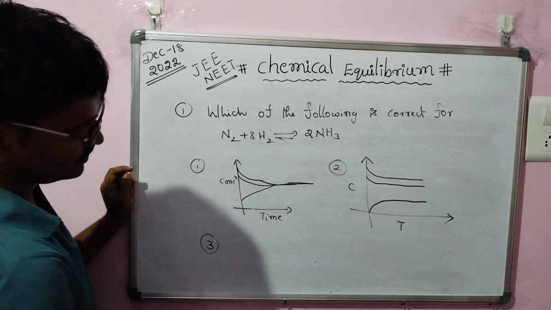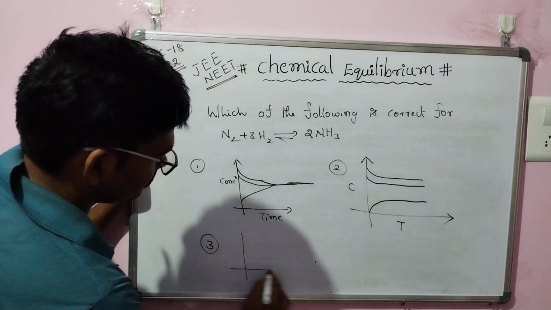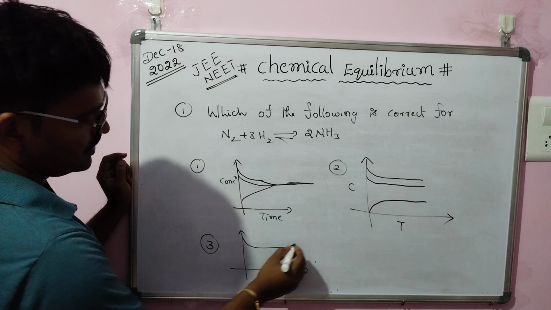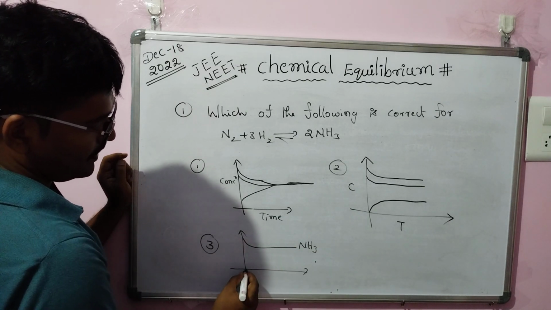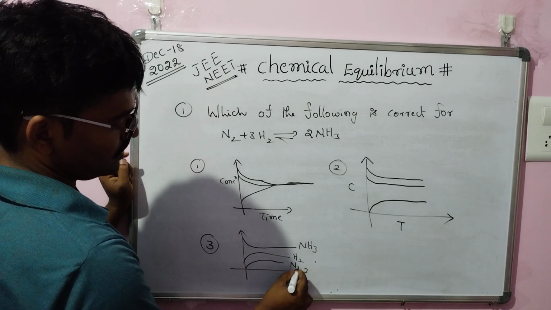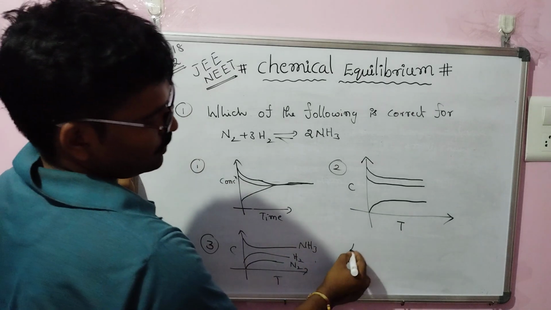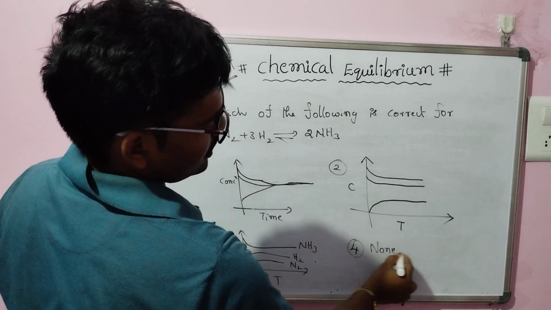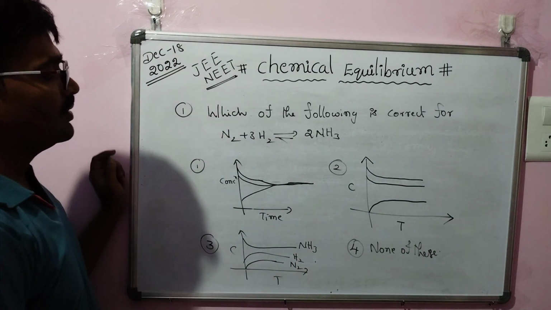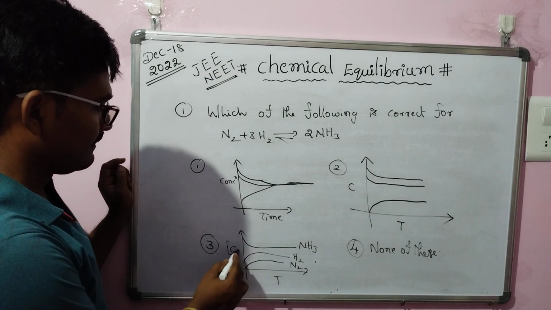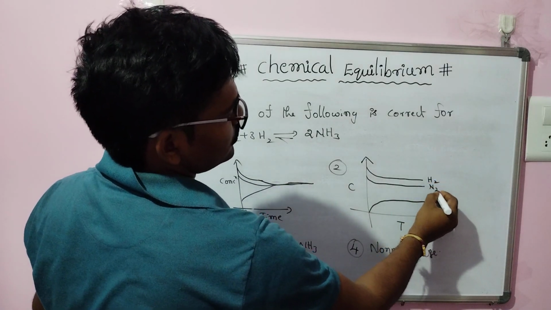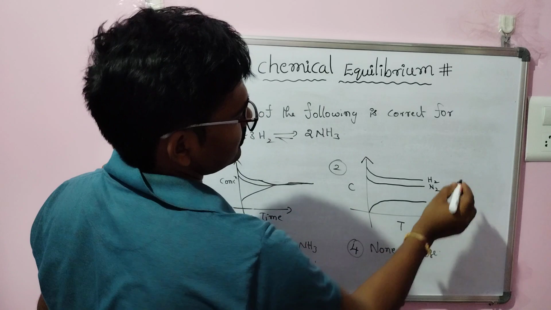In the third option, the concentration of NH3 is given, and then H2 and N2 concentrations are given with concentration and time. The fourth option is none of these. So look, here H2, N2 and NH3 are mentioned like this.